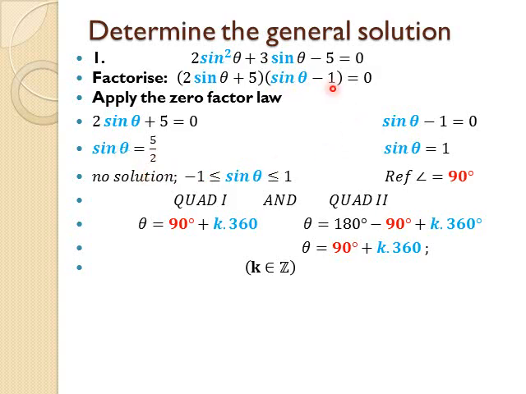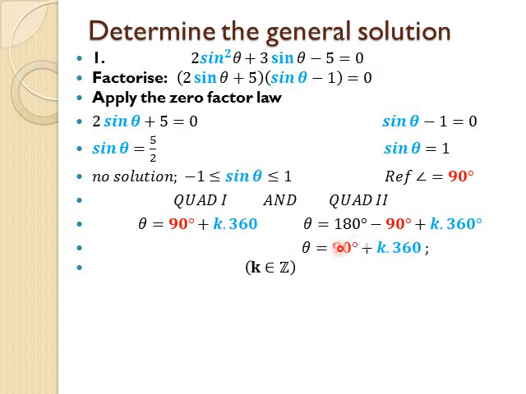The other one: sine theta minus 1 equals 0. If I take the negative 1 over, it becomes positive 1. So there, reference angle, shift sine 1, gives me 90 degrees. Right, sine is positive in quadrant 1 and quadrant 2. So for quadrant 1, theta equals 90 plus k360. In quadrant 2, theta equals 180 minus 90 plus k360, which also becomes 90 plus k360.